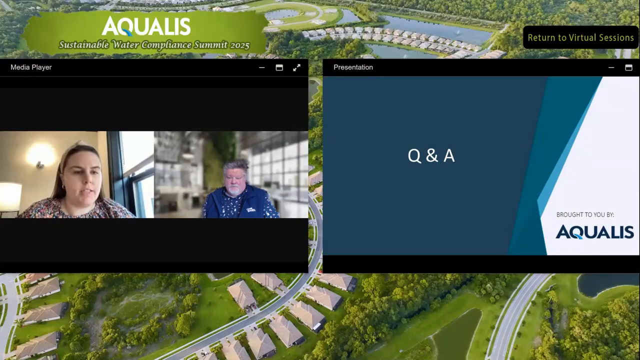All right, let's get started with how does implementing nature-based solutions result in reduced erosion?